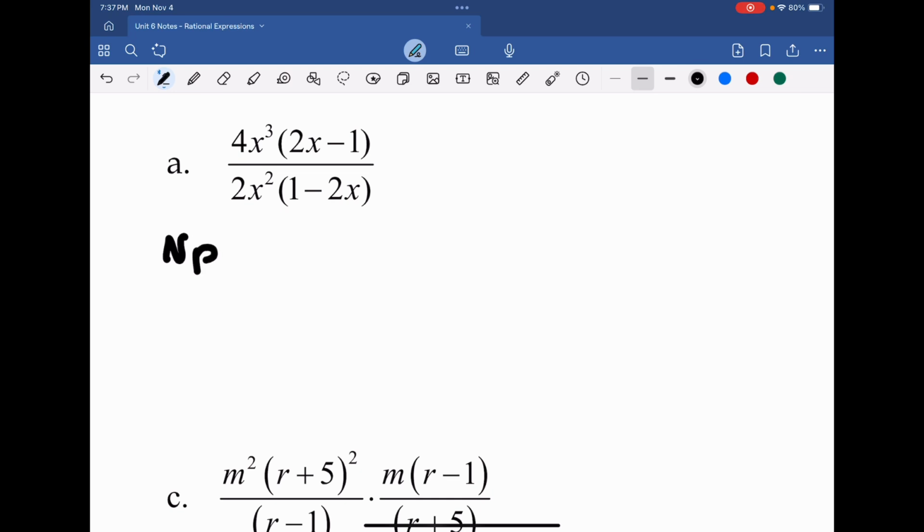So I'll go NPV here, and then x cannot equal... Well, one of the NPVs is that x can't be 0, or else it's going to take away this term here. So I'm going to write it cannot be 0. The other one comes from the inside of the brackets.